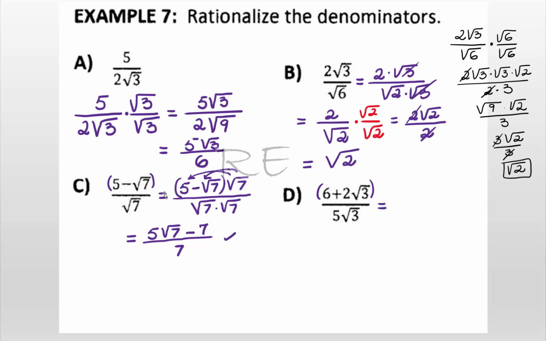6 plus 2 square root of 3 over 5 square root of 3. We're going to use distribution again, and we're going to multiply by the irrational part, which is square root of 3. So we multiply by square root of 3 divided by 5 square root of 3 times square root of 3.